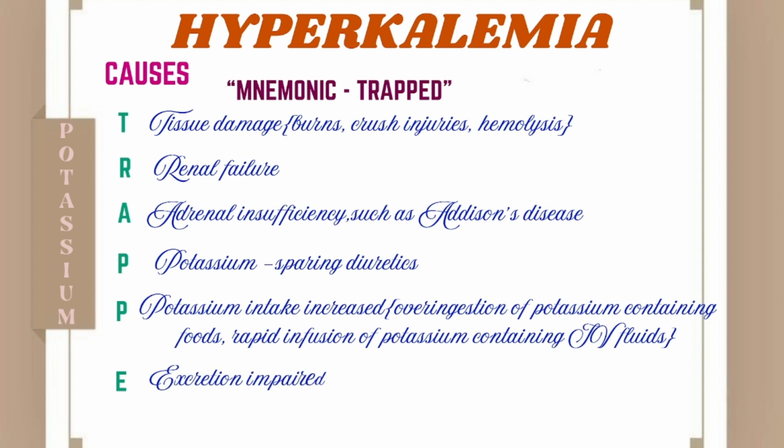E stands for excretion impaired. Excretion is also impaired in case of renal failure or if the person is taking some drugs that reduce renal excretion, including ACE inhibitors or NSAIDs, cyclosporine. These drugs also reduce renal potassium excretion. So, more potassium is trapped inside the body, that is, hyperkalemia may develop.